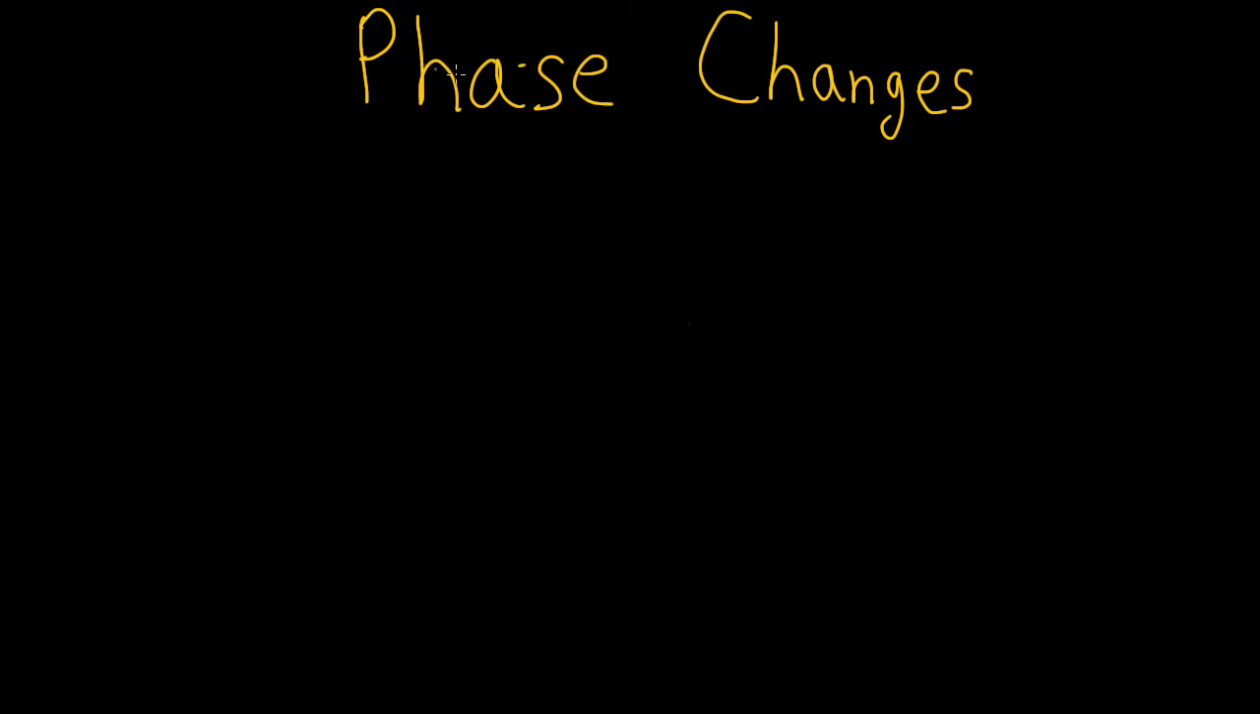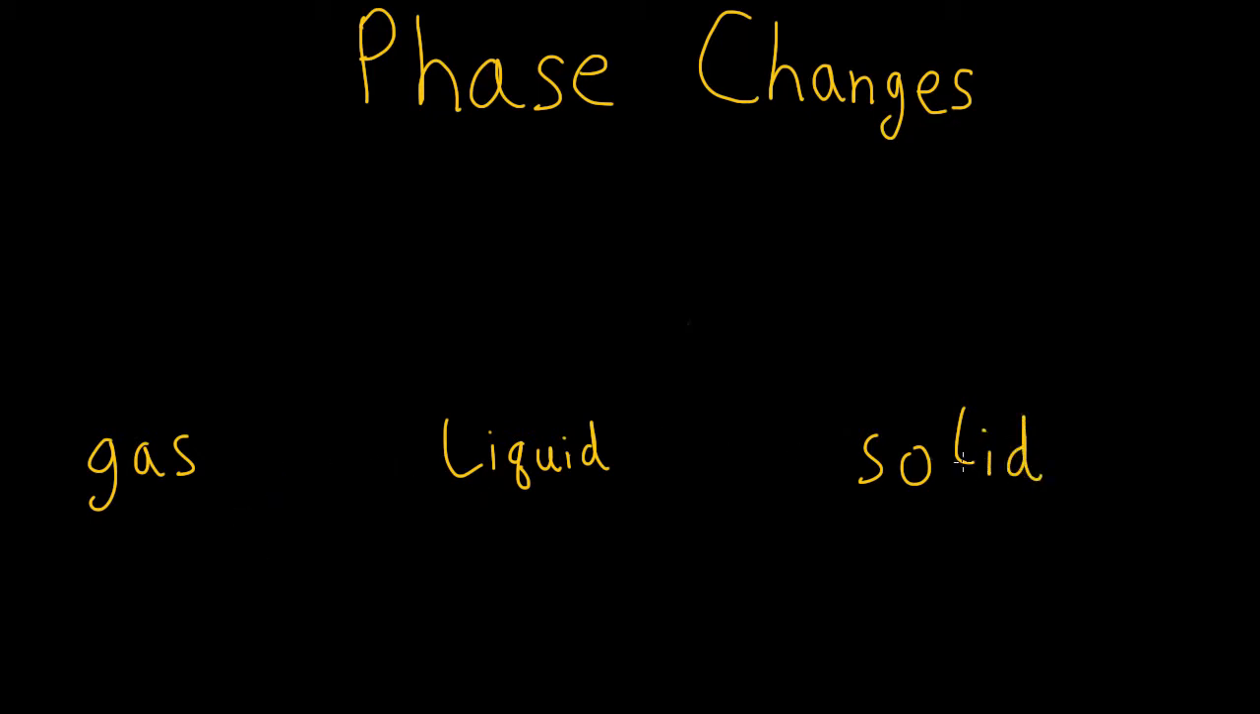So when ice melts, it's changing phase from solid to a liquid. So we generally talk about three phases. We talk about the gas, which is steam, the liquid, which is water, and the solid. So you have the gas phase, the liquid phase, and the solid phase. So why do these things happen to water?